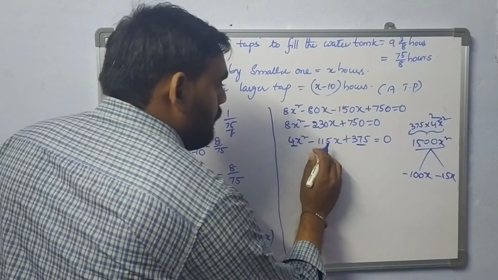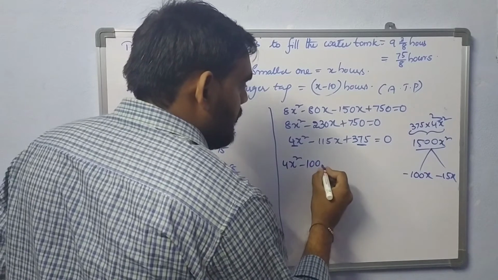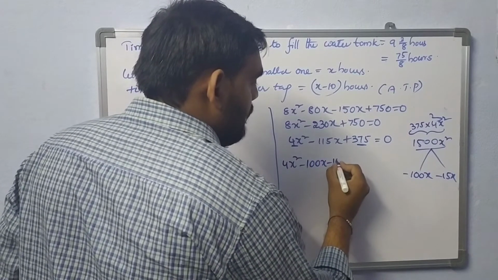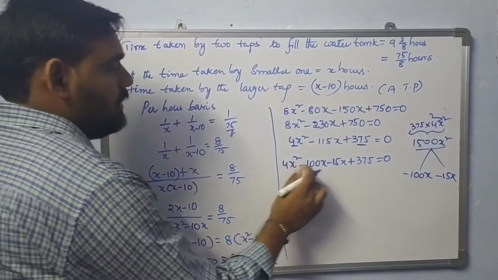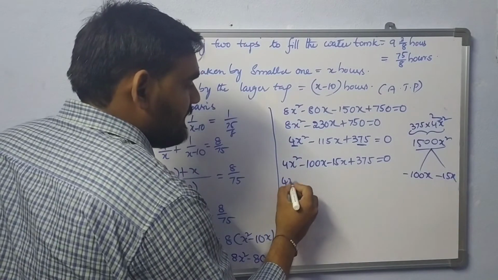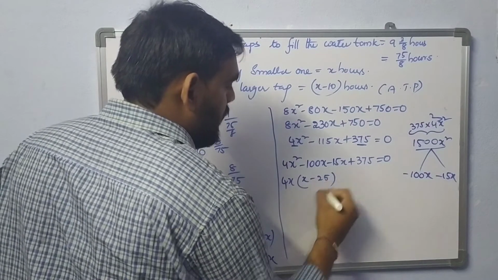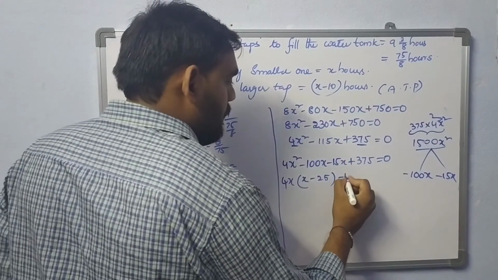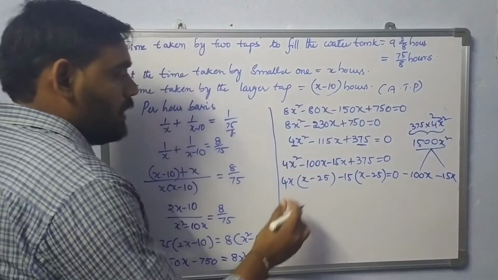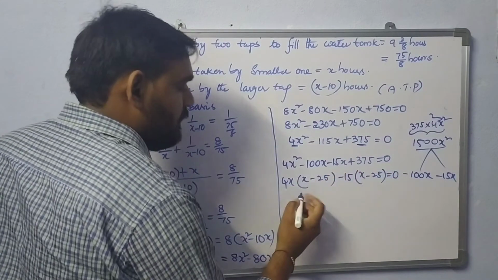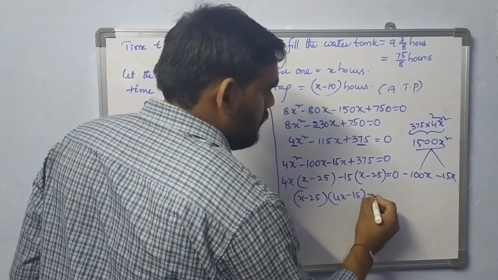Now minus 115x we can write as 4x square minus 100x minus 15x plus 375 is equal to 0. From the first two terms I take 4x common, we get x minus 25. From the next two terms take minus 15 common, we get x minus 25 is equal to 0. Now once again x minus 25 is common, so x minus 25 into 4x minus 15 is equal to 0.